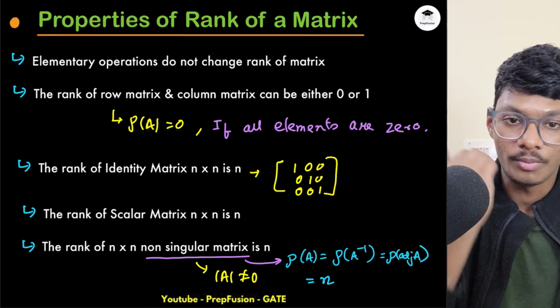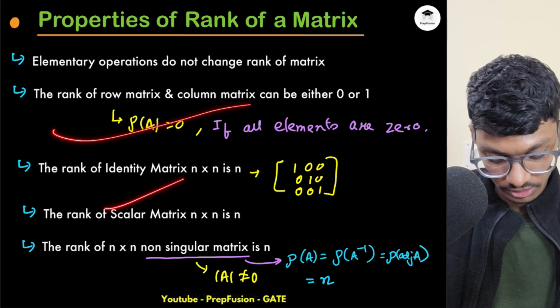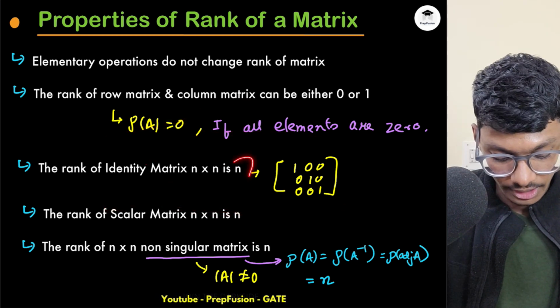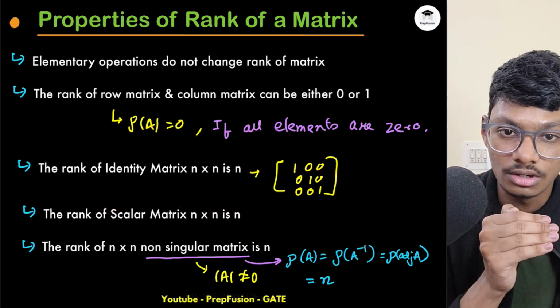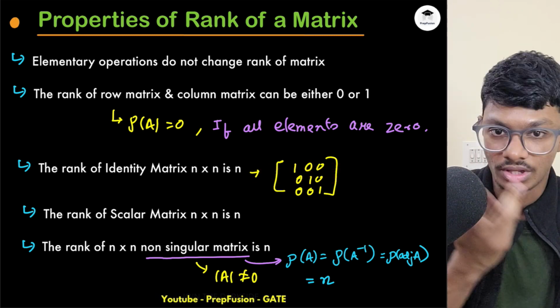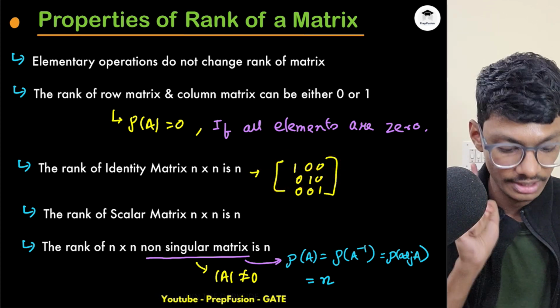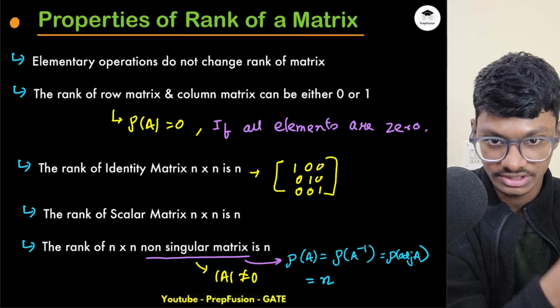Now I told you the properties of rank. Basically, elementary operations do not change the rank, which you already saw. And then the rank of an identity matrix is n, because all of the columns and rows are linearly independent. Can I get row 2 in terms of row 3 and row 4? No, I can never get that. They are always linearly independent, which you will obviously learn in this lecture also.